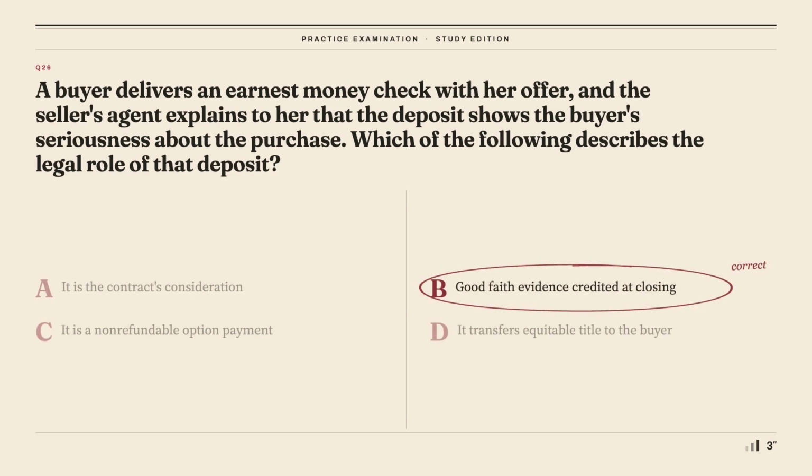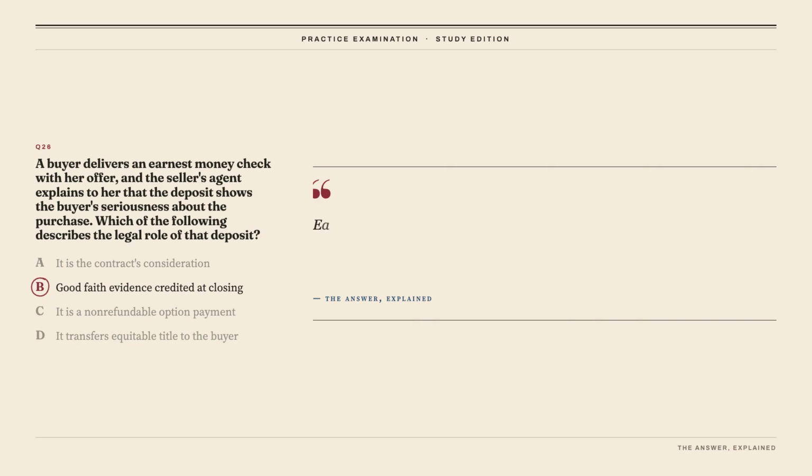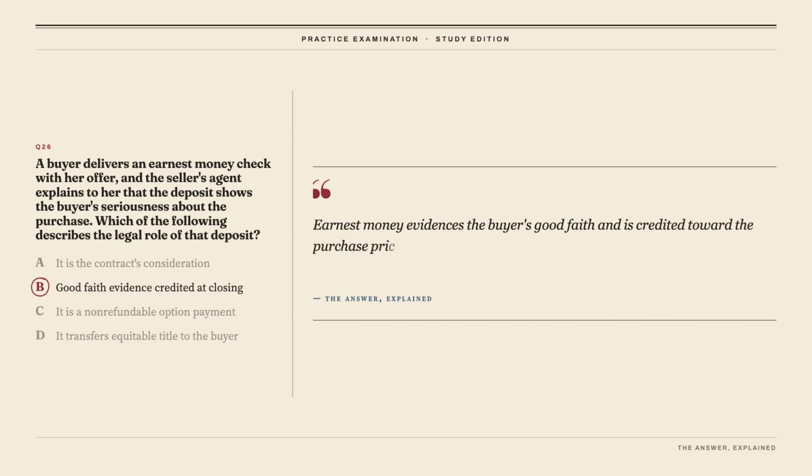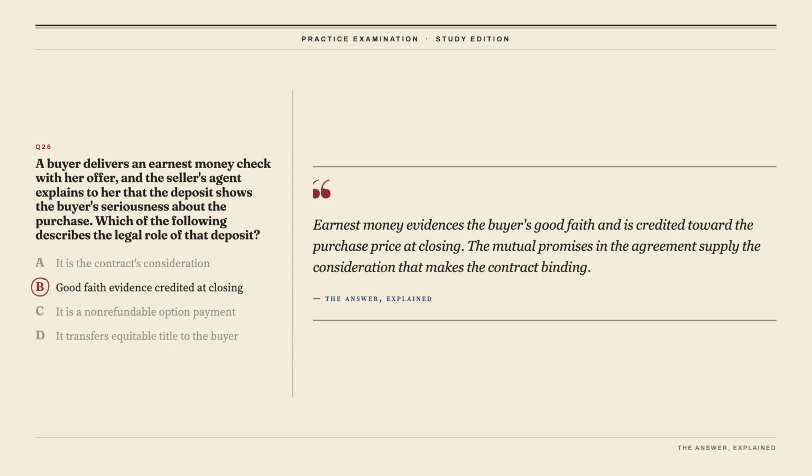The correct answer is B. Good faith evidence credited at closing. B is correct because earnest money evidences the buyer's good faith and is credited toward the purchase price at closing. The mutual promises in the agreement supply the consideration that makes the contract binding.